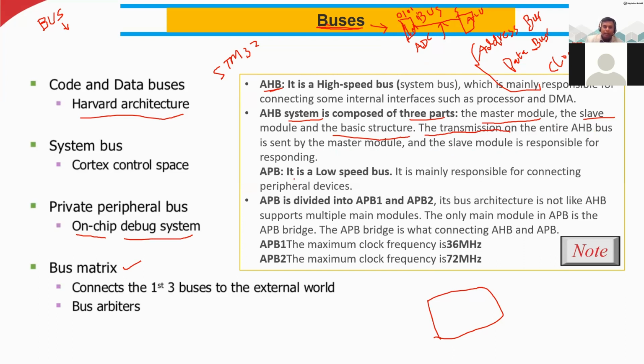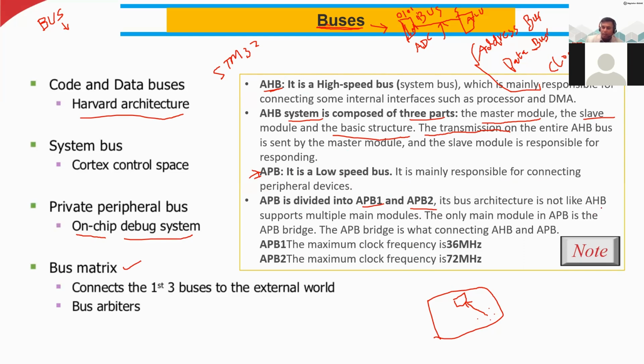And APB is a low speed bus. Remember, AHB is a high speed bus and APB is a low speed bus. What is the duty of this bus? It's mainly responsible for connecting peripheral devices. We have so many peripherals, counters, timers, ADCs, and so on. All these peripherals are connected to the CPU or ALU through this APB bus. And APB is divided into APB1 and APB2.